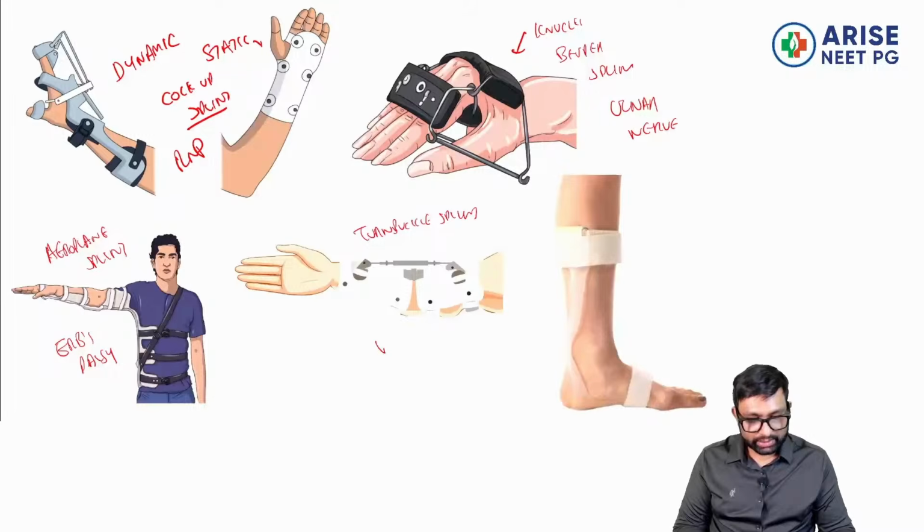Where do we use this? In Volkmann's ischemic contracture. And this is a foot drop splint or an AFO splint. Where do we use this? In patients with common peroneal nerve injury or foot drop.